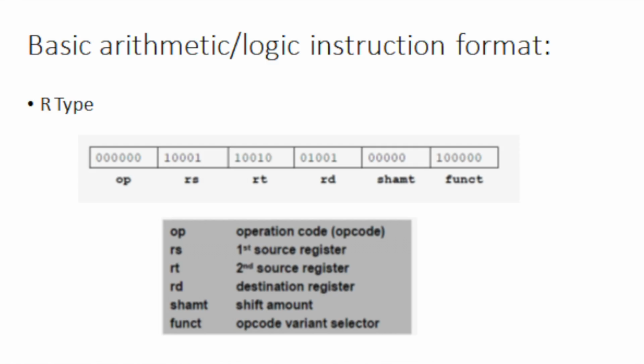R type. R instructions are used when all the data values used by the instruction are located in registers. All R type instructions have the following format: operation code OP, first source register RS, second source register RT, destination register RD, shift amount shamt, and opcode variant selector funct. You will learn about all of these eventually.